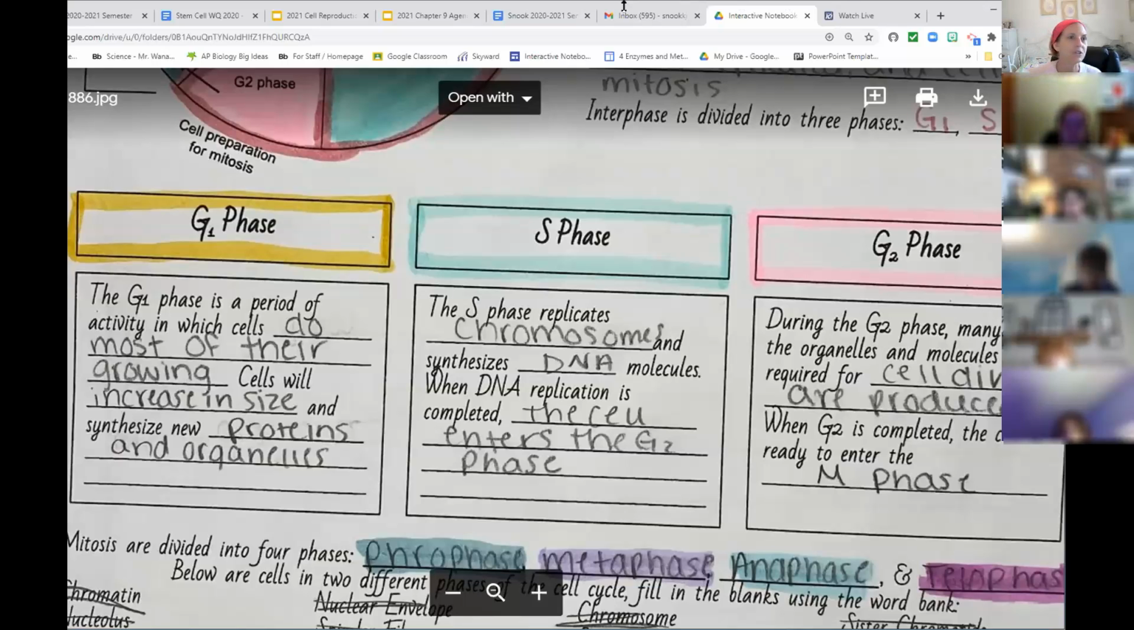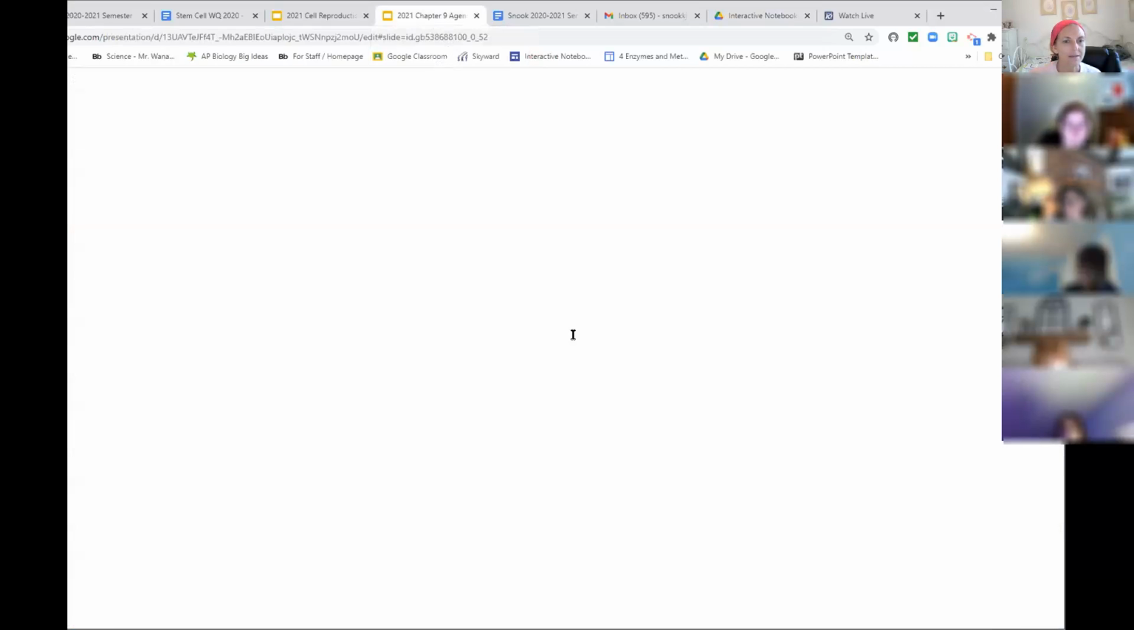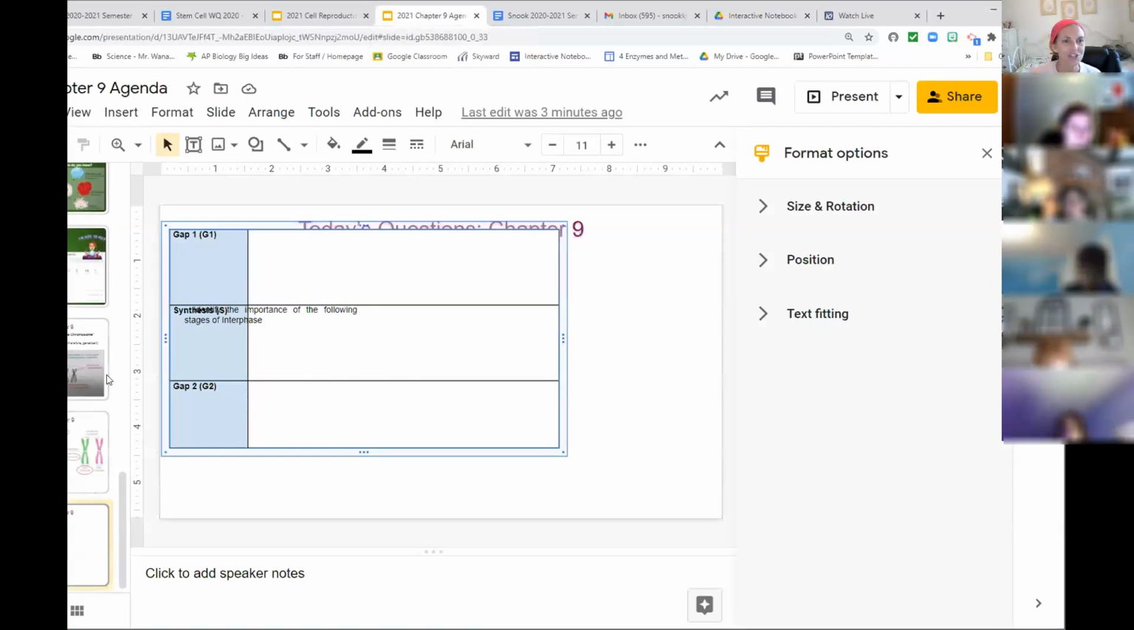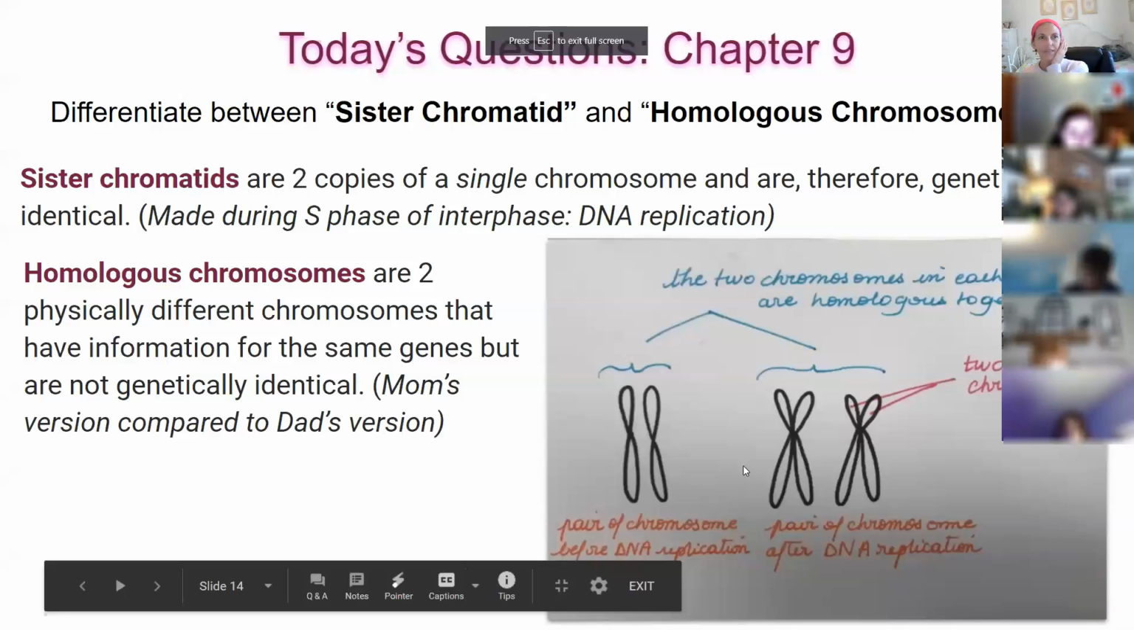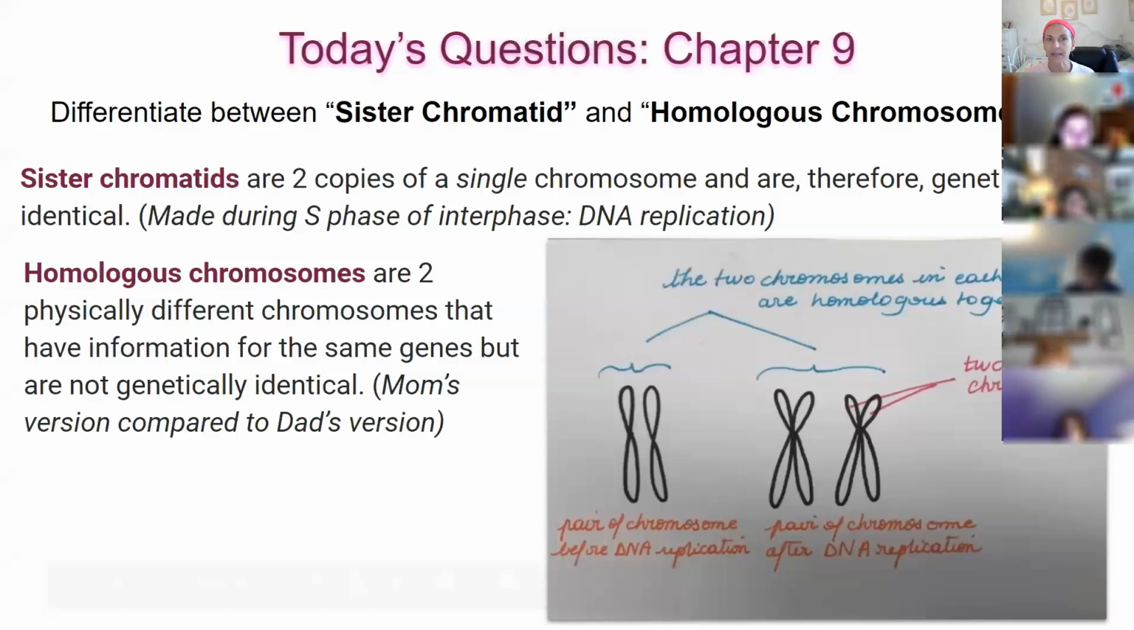Can I go over number 2? Isabel, I absolutely can. Because you know what? That was a question already today. So the question was, in number 2, you're comparing or differentiating between sisters, which are identical copies, and homologous chromosomes, which are similar but not identical.